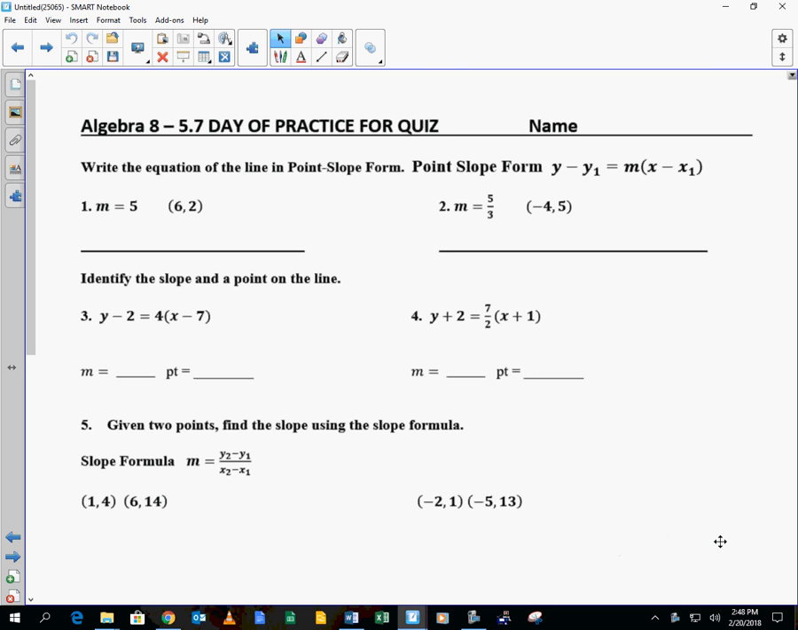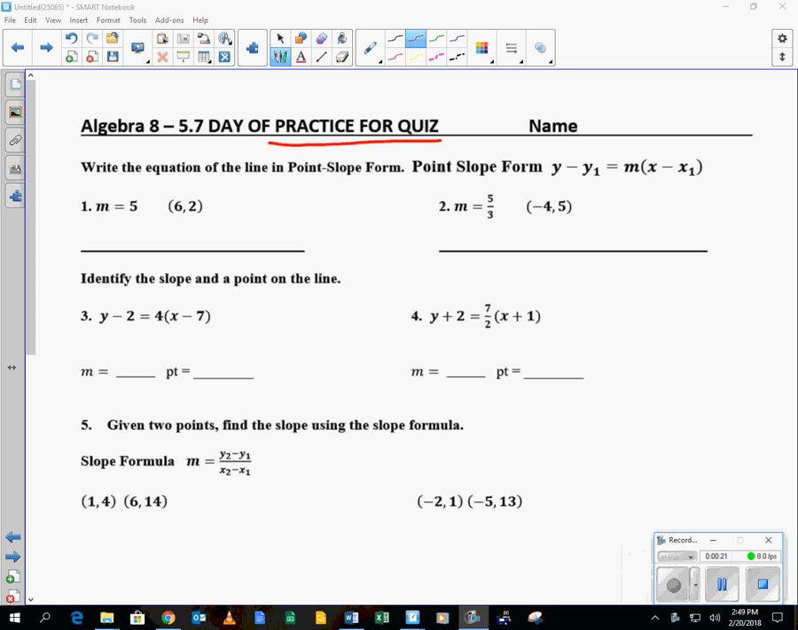Okay, students, before you take your quiz, this is a practice quiz. So you can go ahead and spend 5, 10 minutes and work through this, answer the questions to the best of your ability, and then I'll go over them and hopefully clarify any points of confusion. So go ahead and get started.